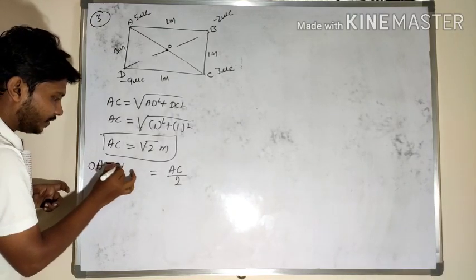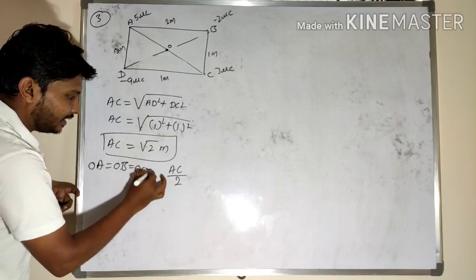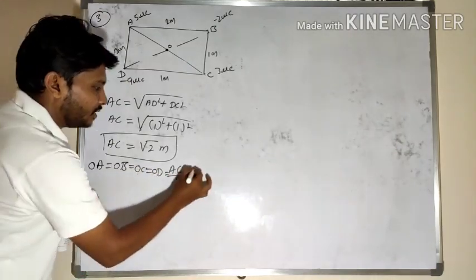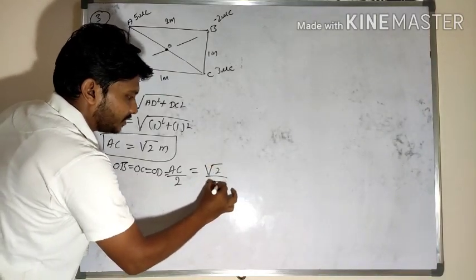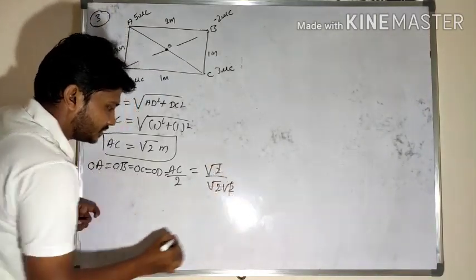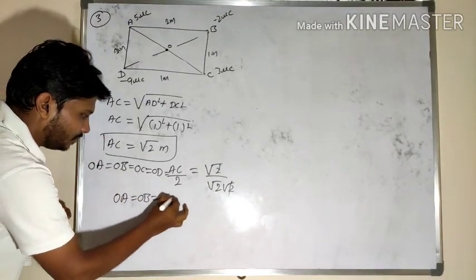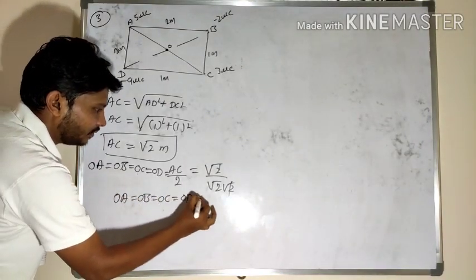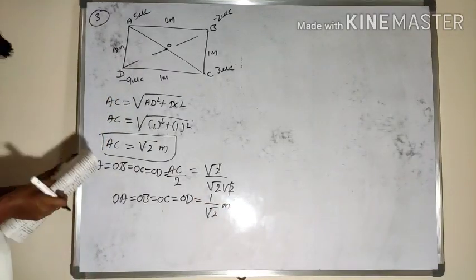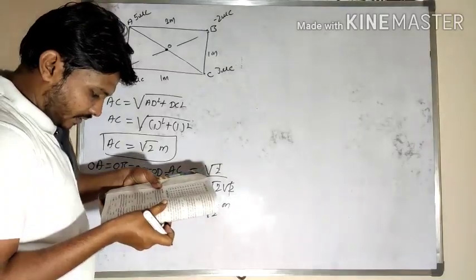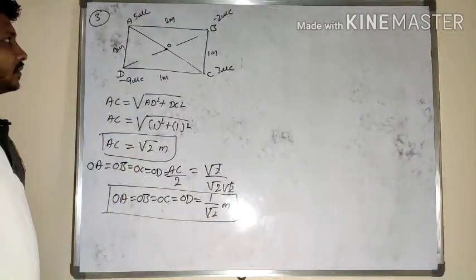O to A is equal to O to B, equal to O to C, and equal to O to D. So A to C value is how much? Square root of 2. So 2 I can write as root 2 into root 2 here. So O to A is equal to O to B, O to C, equal to O to D. So that is 1 by root 2 meter. So I got that O to A distance here.